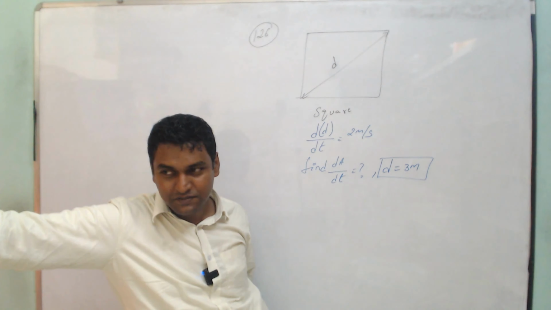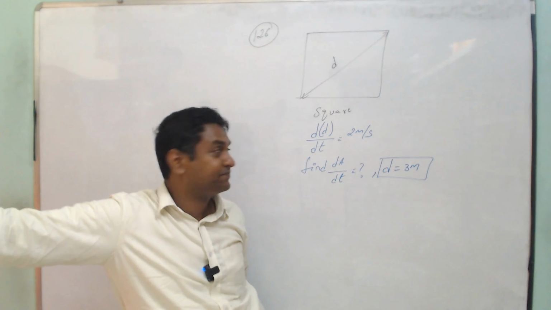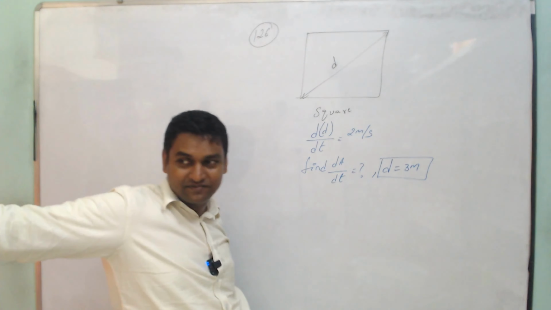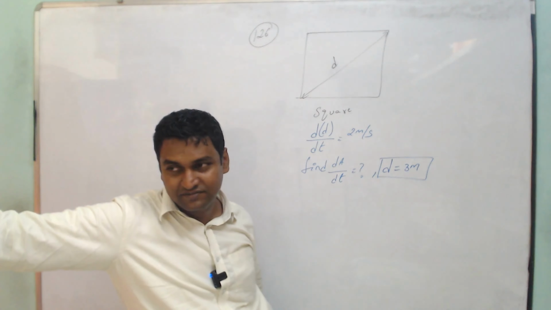Yeah, that is what it is. Okay, so dA by dt is equal to d square by 2 dd by dt. So 2 gets cancelled, d square.